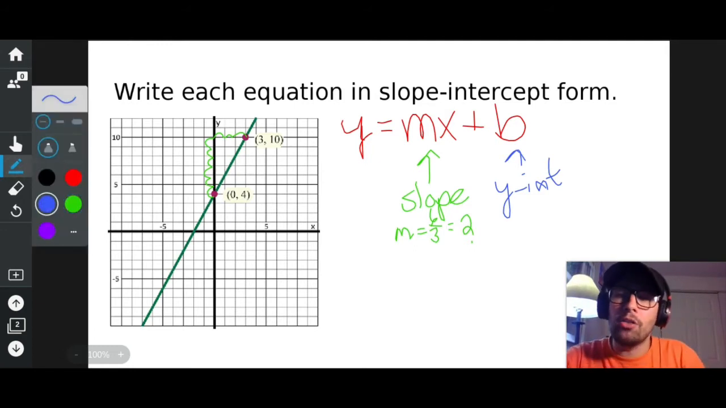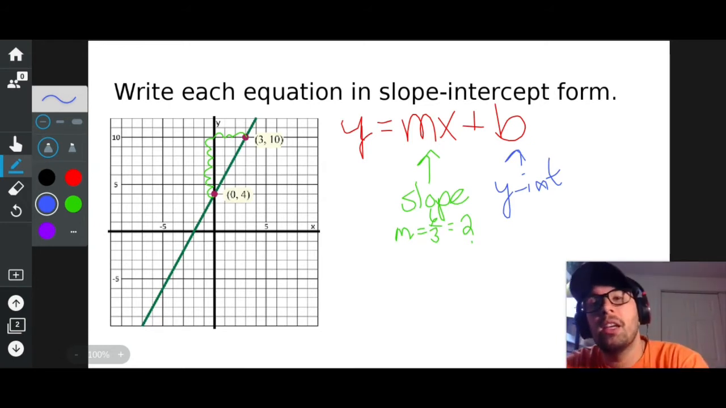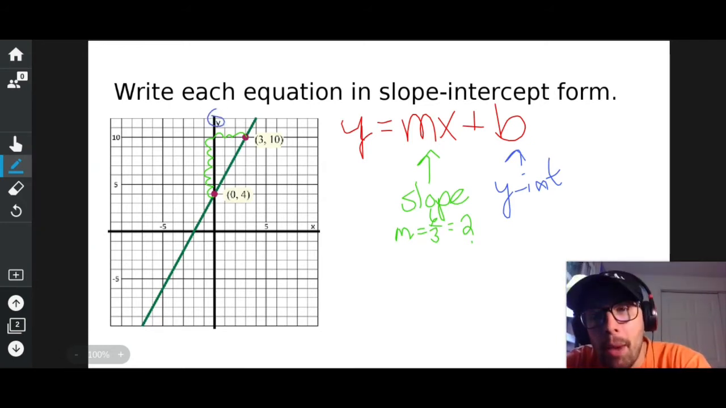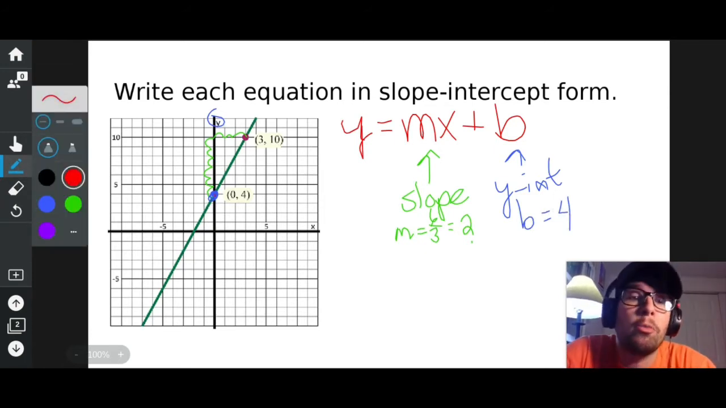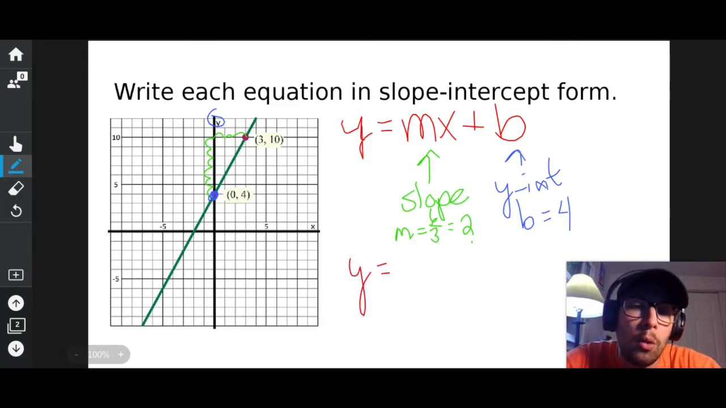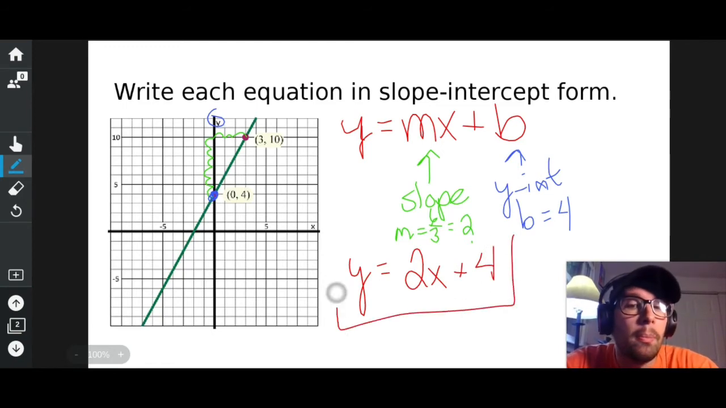My y-intercept is the point where my line crosses the y-axis. Here's my y-axis. My green line crosses right there at 0, 4, or just 4. So my y-intercept is 4. So y equals mx plus b. I just found out that m is 2, so y equals 2x, and b is 4, so plus 4. That's my equation.